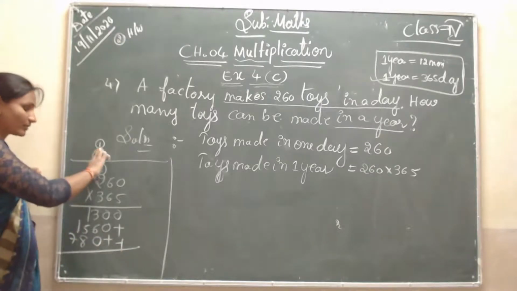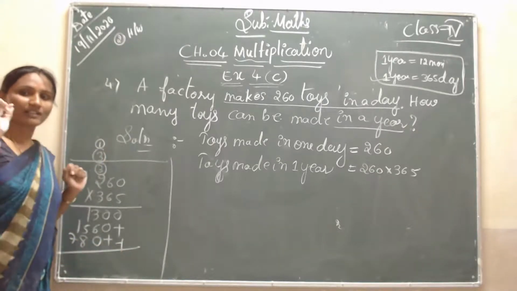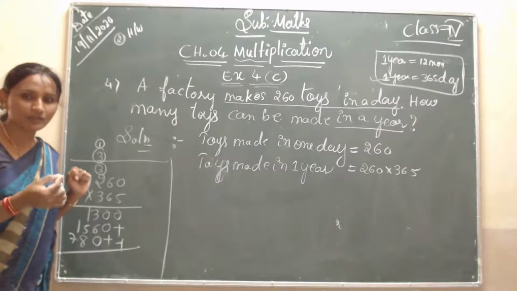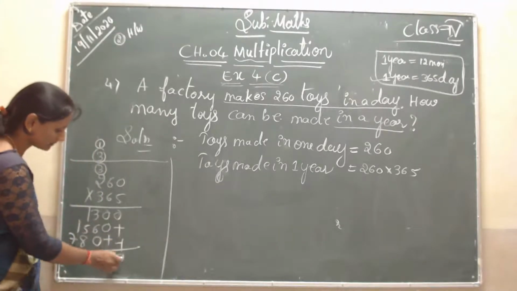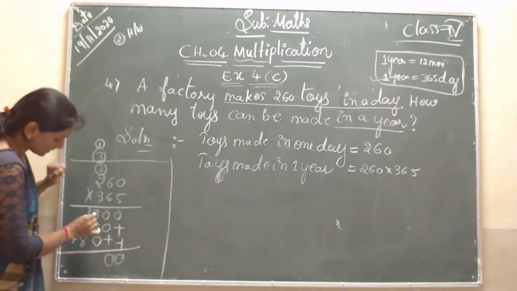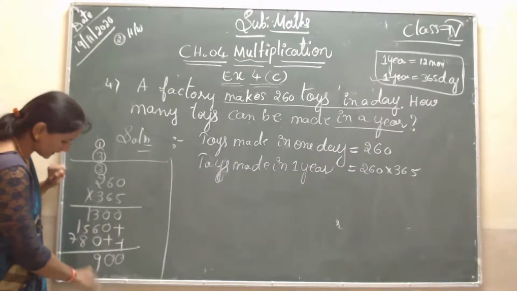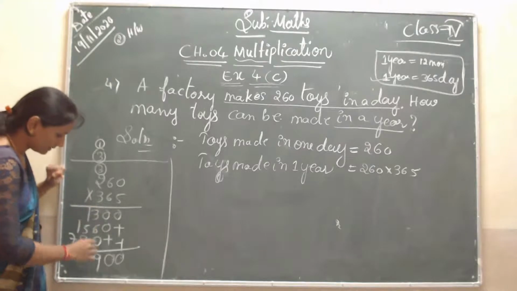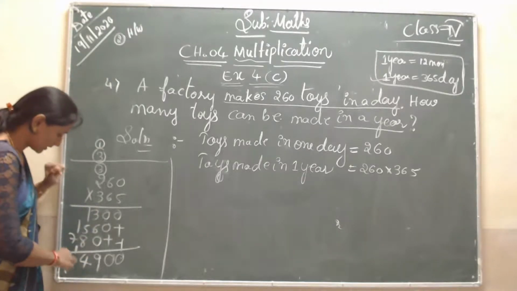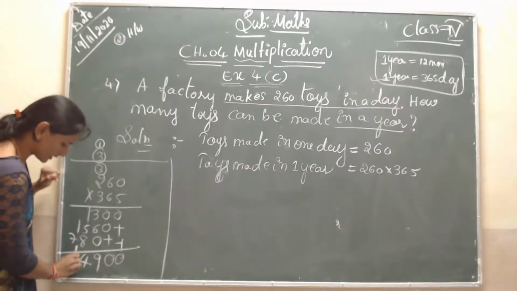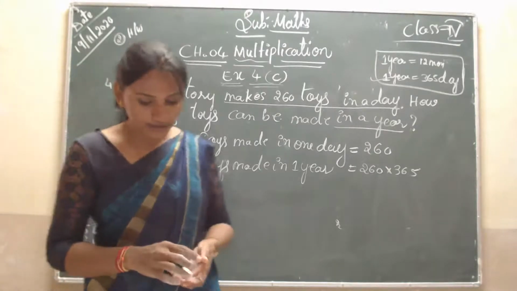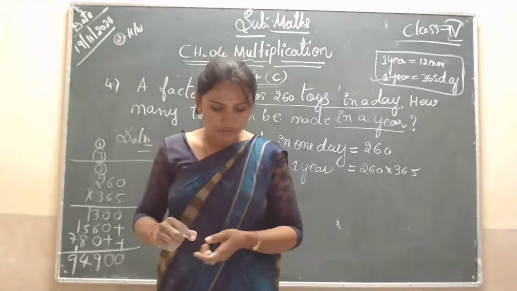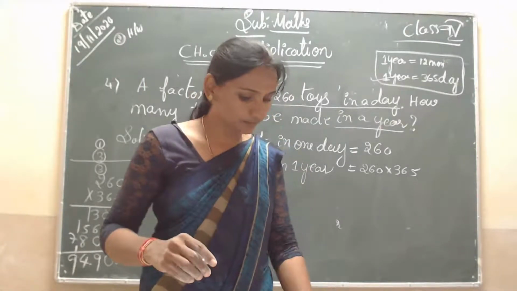Students, don't get confused, because for the third row you have to write the number shifted for the third carry. Next, 0 plus 0, 0. 3 plus 6 is 9. 8 plus 1, 9. Students can observe here what the result is. It is 94,900, because you know the toys made in 1 year.